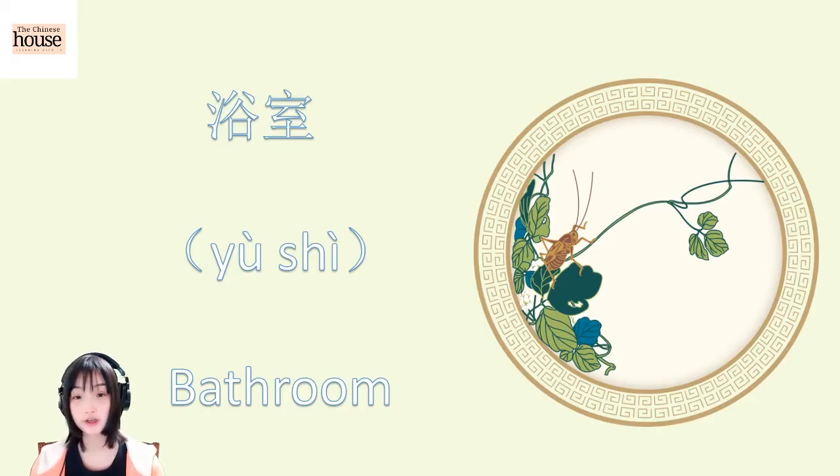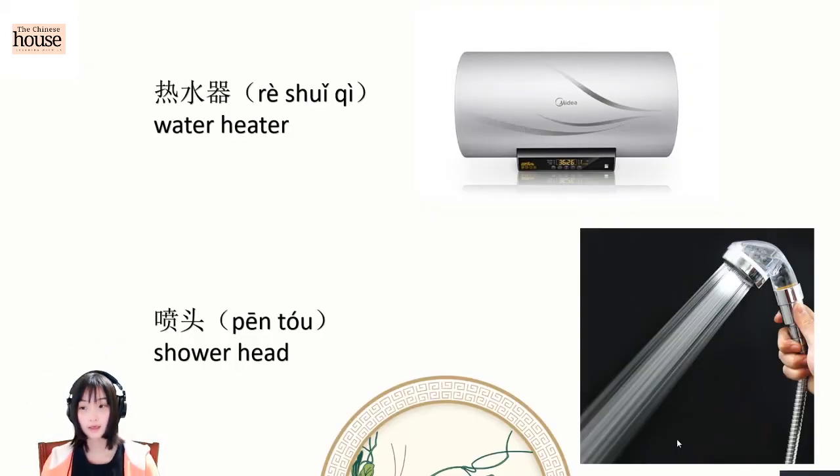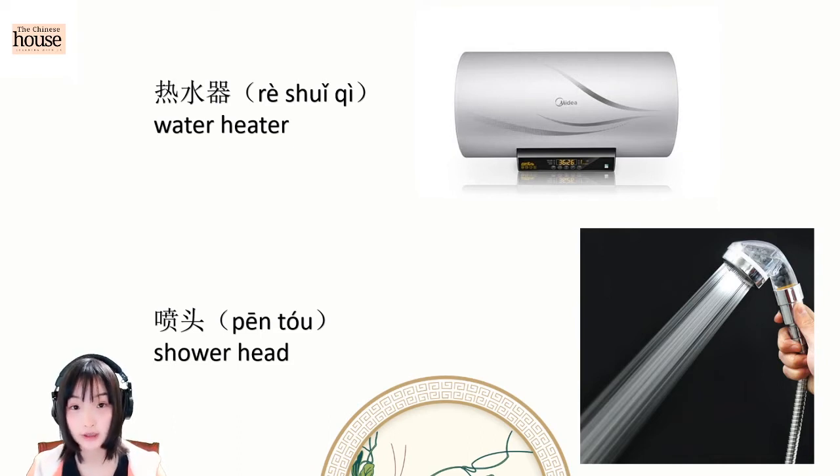So the first two new characters, 浴室. Have we learned it in housing before? First, 浴 means bath, like take a bath. 淋浴, right? And 室, room. 浴室, both fourth tone. 浴室, right after me. 浴室. And first we have water heater, 热水器.